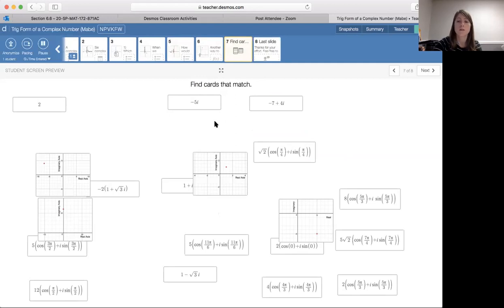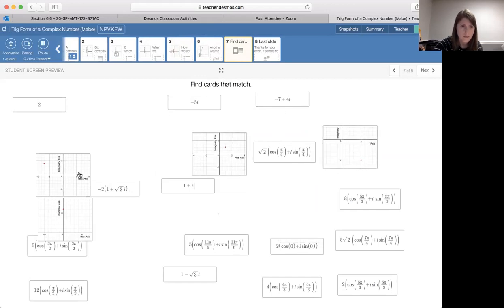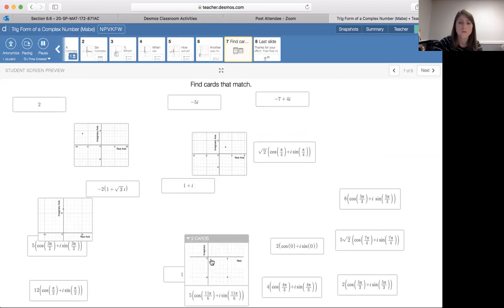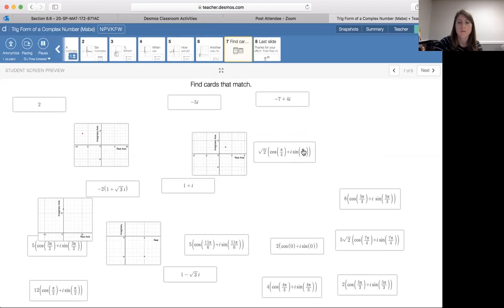The last one is going to be working through a card sort. This one is probably going to be the toughest, and what it's going to put together is thinking about standard form. For example, if I pull this -7 + 4i card, I need to find the graph that goes with it. So let's see if we can find it. -7 looks like the only one with an x value, or a real axis, of -7, looks to be here, and then +4i, that seems to work. Oops, didn't mean to put those two together. Let me clear some of these out.